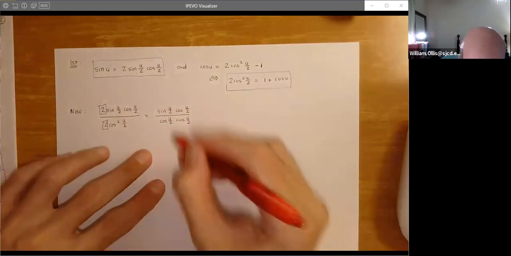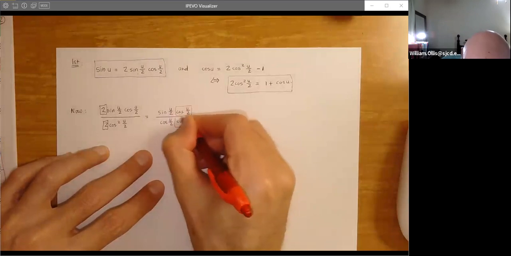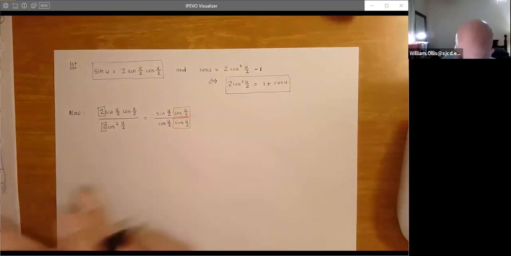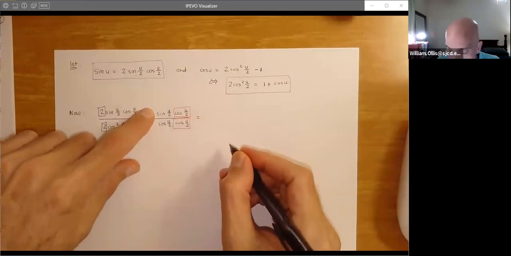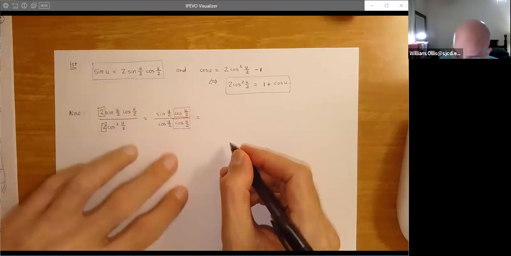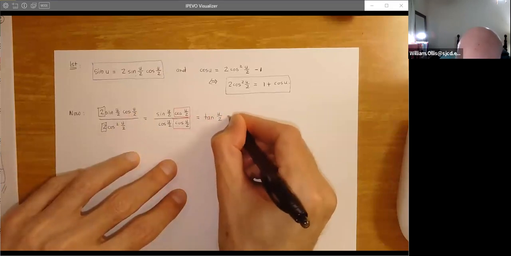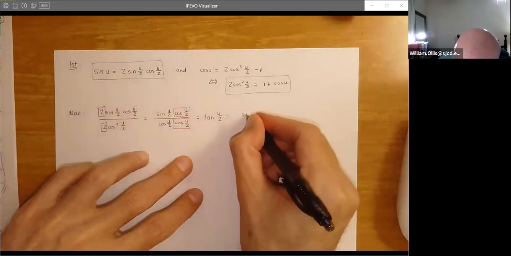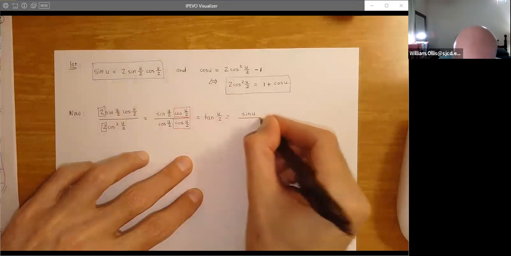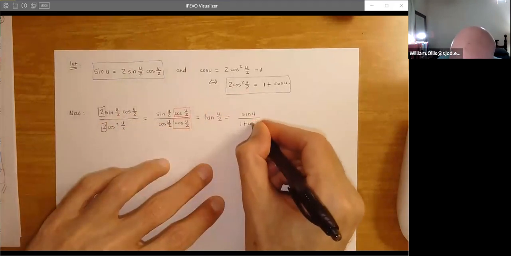And they also absorb. So now you can see the method to the madness here. This is just sine of u over 2 divided by cosine of u over 2. By definition, that's tangent of u over 2. But what does that equal? Well, this equals sine u over 1 plus cosine u. And there we have it.